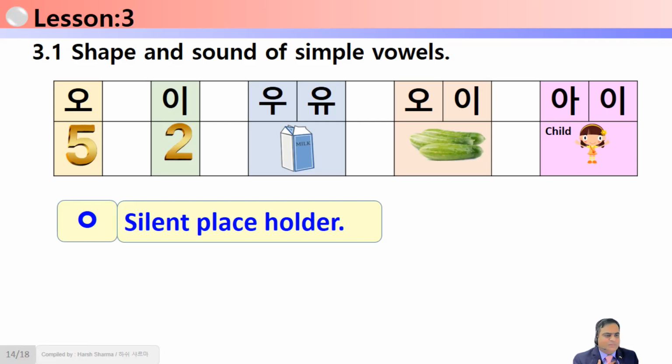Today you must be feeling some happiness. Wow, now I know 5 Korean words. I can read them. First is O. O is number 5. Second is E. E is number 2. Third is Uyu. Uyu is milk. Fourth is Oi. Oi is cucumber. Fifth is I. I is child. Clear?